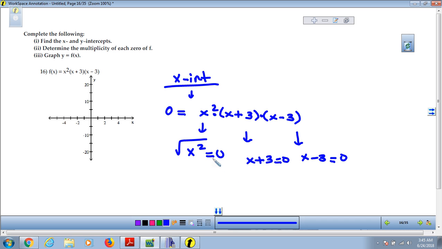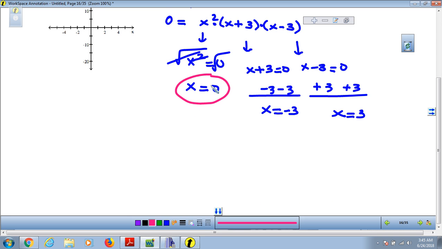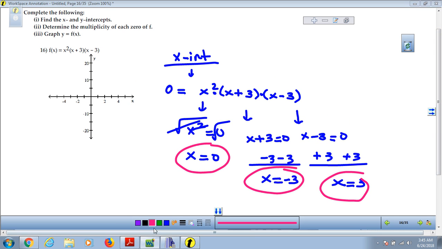So I do the square root, and this is x equals 0. Add or subtract 3: this one is x equals negative 3, and this one is x equals 3. So these are my three x-intercepts. Multiplicity for them: for the first, the multiplicity is 2, the exponent.